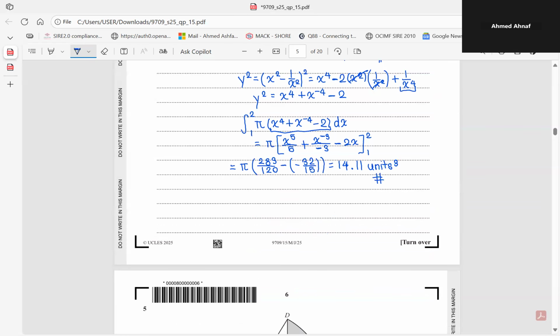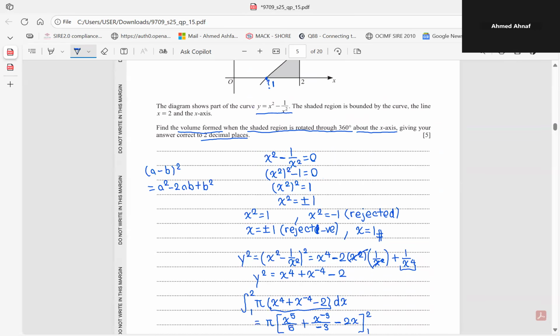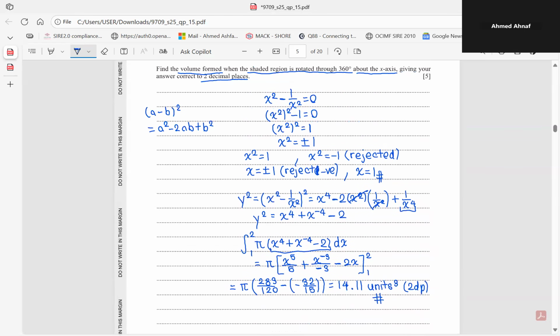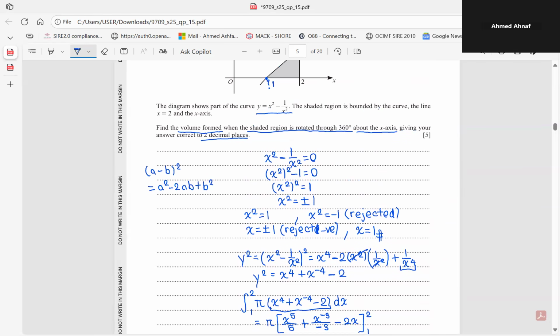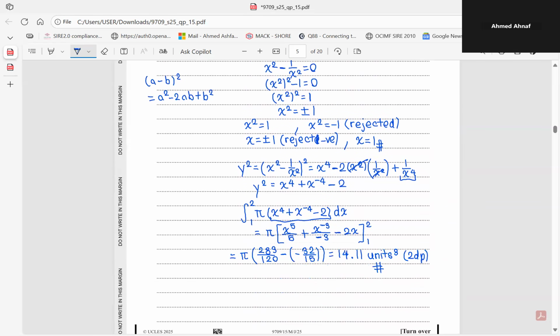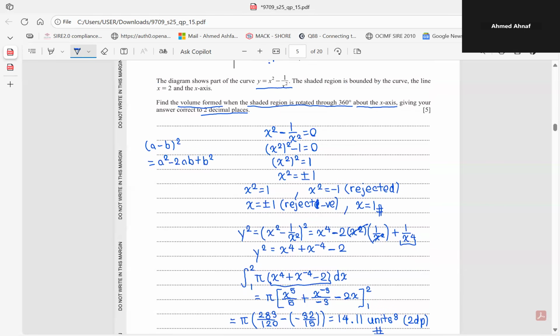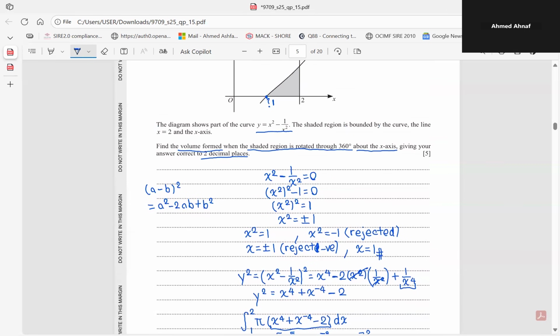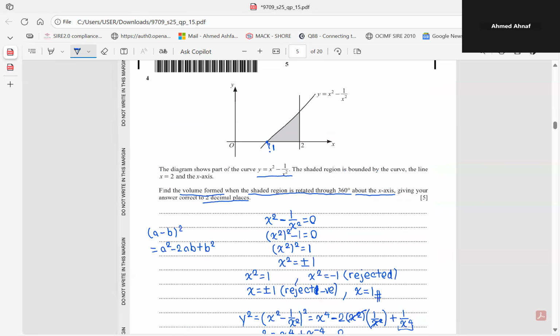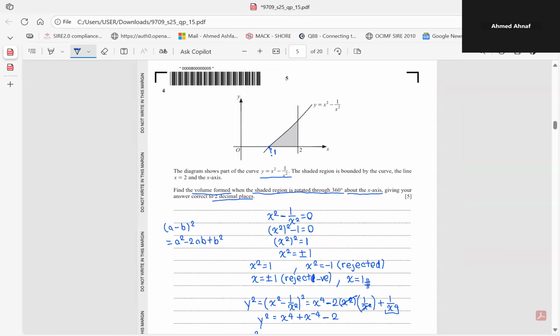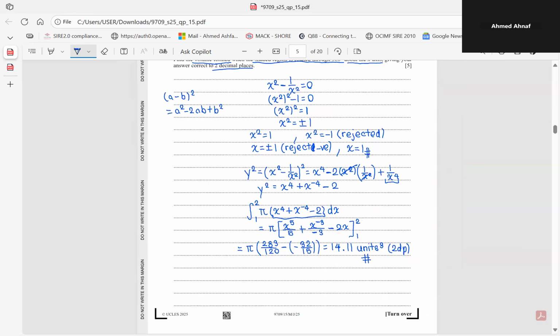So this would be our final answer to 2 decimal places. Okay, and if you want to check whether your answer is correct, you can just type this exact integral into your calculator with the limits and see if you get the same answer. So without further ado, let's head on to the next question.